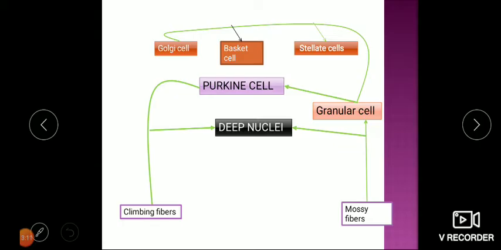So this afferent is coming from climbing fibers. These three are inhibitory in nature. I have shown them in red. These are inhibitory in nature. This is again inhibitory in nature. I have shown it in red.